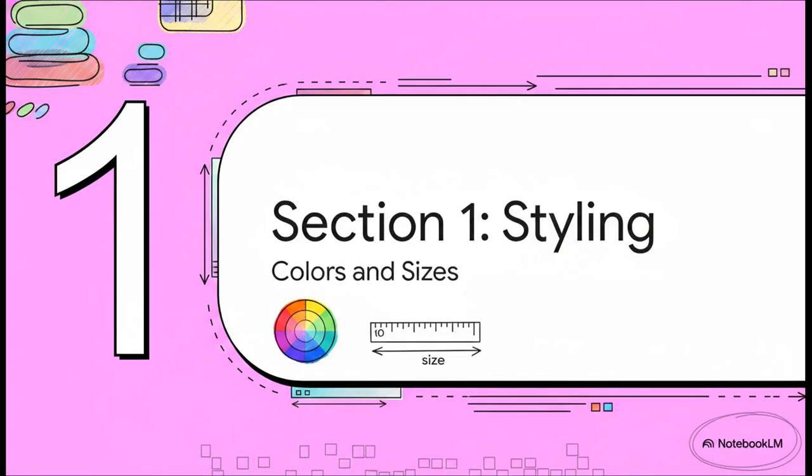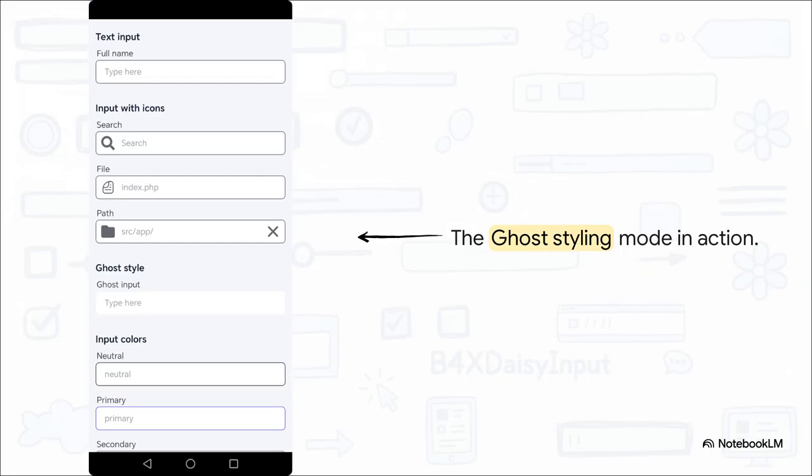Section 1. Styling. Colors and sizes. Let's talk about the ghost style input. Setting the variant property to ghost intelligently modifies the background and border opacity to create this beautifully subtle, transparent look. The border practically disappears until the user actually focuses on it. It's absolutely perfect for clean, modern, minimalist interfaces where you really just don't want heavy boxes cluttering up the screen.